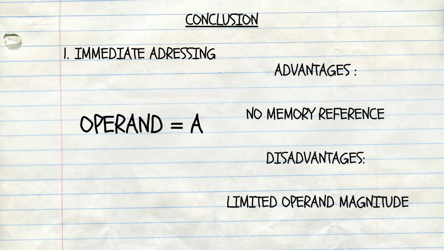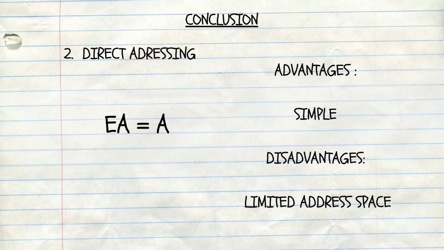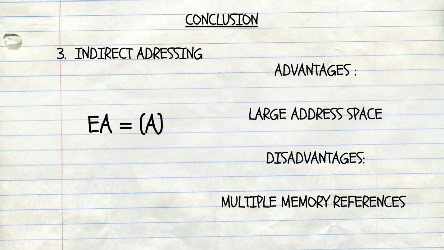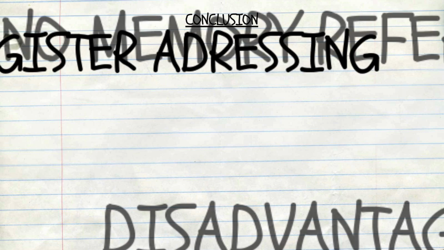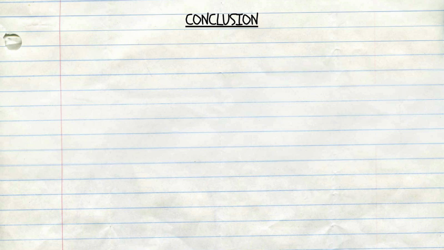In conclusion, immediate addressing directly uses the operand in the instruction, avoiding memory reference. However, it limits the size of the operand. In direct addressing, the effective address is the address field itself. It's simple but provides limited address space. Indirect addressing allows for a large address space by using a pointer, but it requires multiple memory references. Register addressing is fast as it avoids memory reference but is constrained by the limited size of registers.